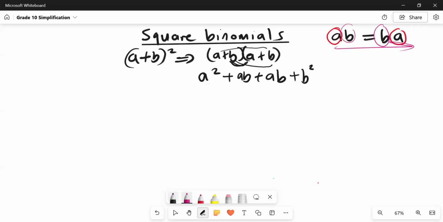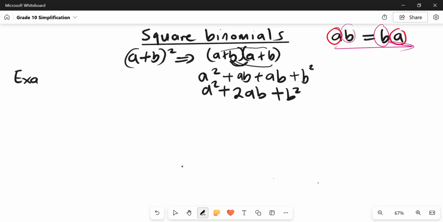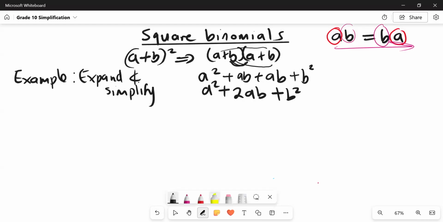Perfect. So we have to collect the like terms. You'll end up having your 2AB plus B squared. Then done. So it's just the same logic behind. So here's example 1. For example 1, we have to expand and simplify. So we are expanding and then you simplify. Okay, let me try and erase this part here.